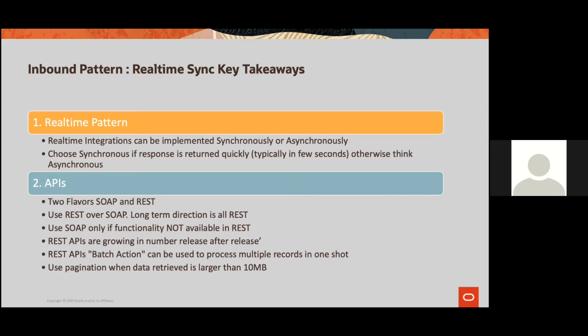The other key takeaway is the APIs. As many of you know, and as I talked about in the capabilities of Oracle Fusion, it offers both SOAP and REST. Choose REST over SOAP. SOAP was there initially, and then we have been introducing more and more REST-based services on Fusion, and in the longer run the investment is only on REST, not on SOAP.